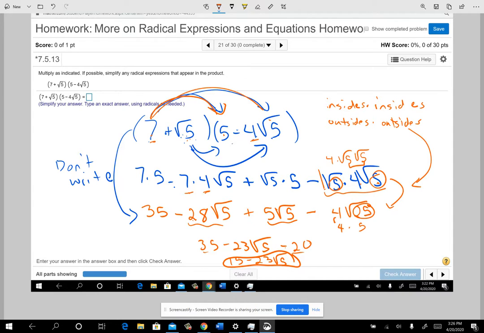And you have to know to stop at that point. Just like if it had been 15 minus 23x. You know, those don't go together because this one doesn't have an x on it. So you have to also know when to stop. Okay, so that's your answer.